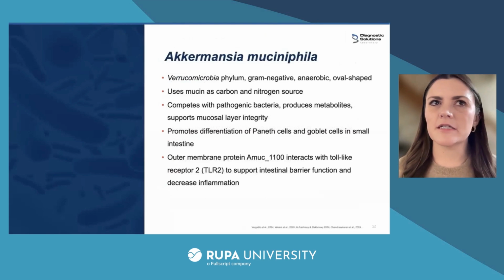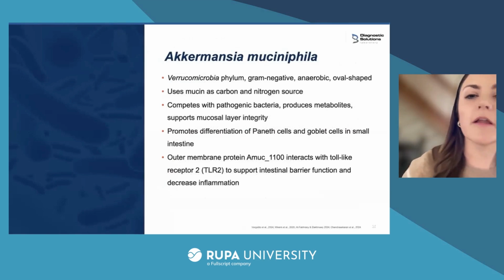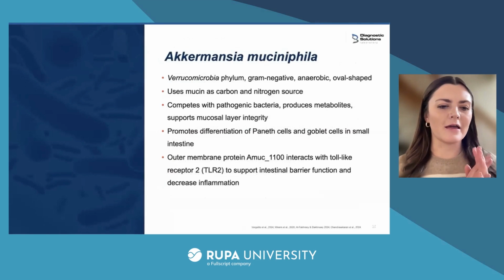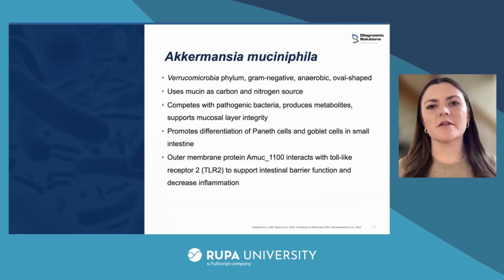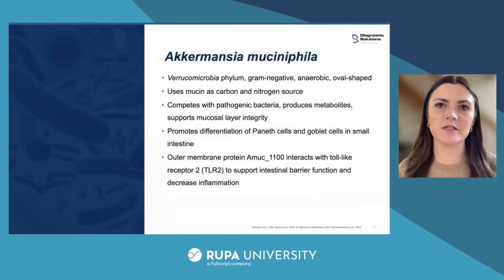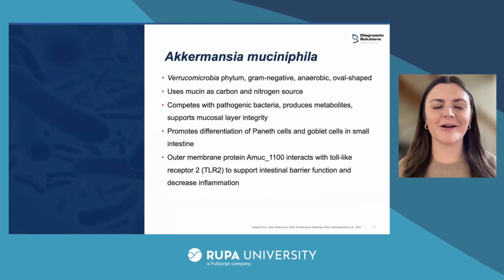And finally here, we're just going to touch on Akkermansia muciniphila briefly. Again, this is part of that group of next generation probiotics. So Akkermansia muciniphila uses mucin as a carbon and nitrogen source. This is really beneficial when nutrients are scarce in the gut. Again, the bacteria or microbes within the gut are competing for nutrients. And so this is one advantage.